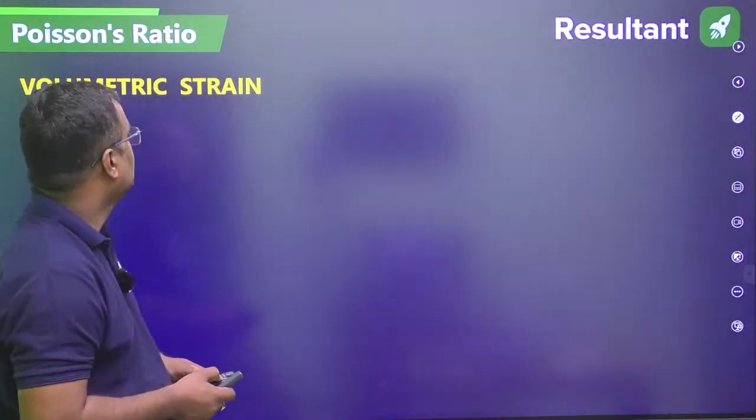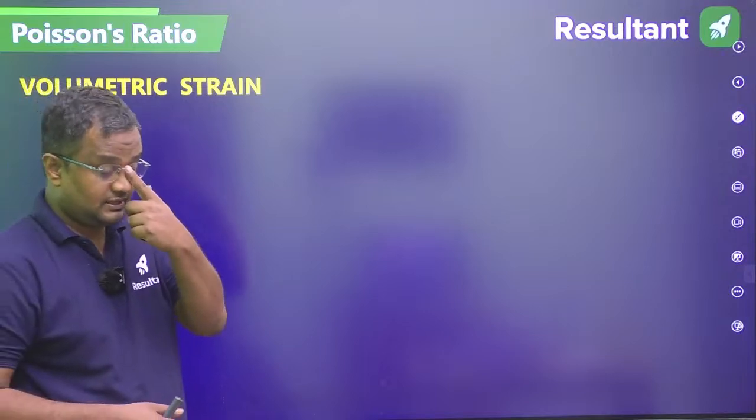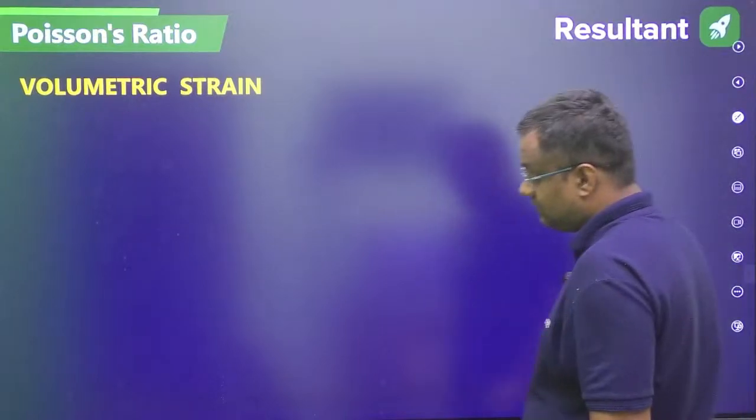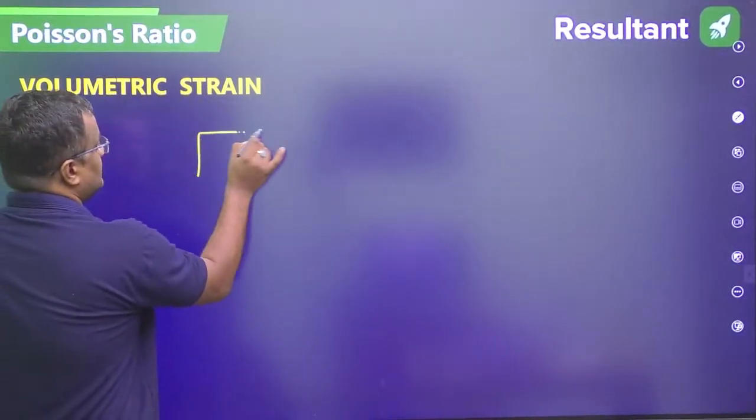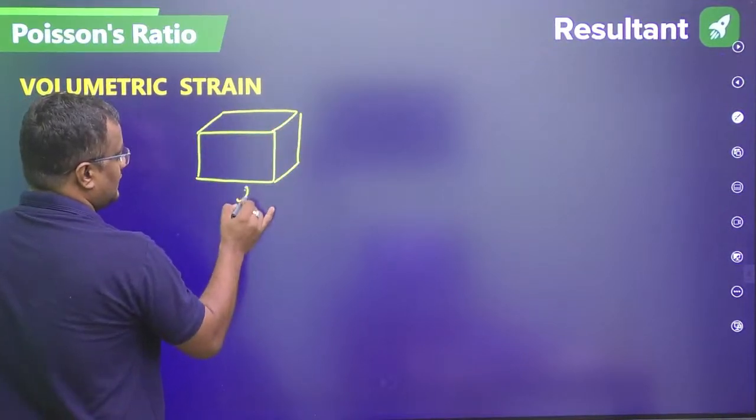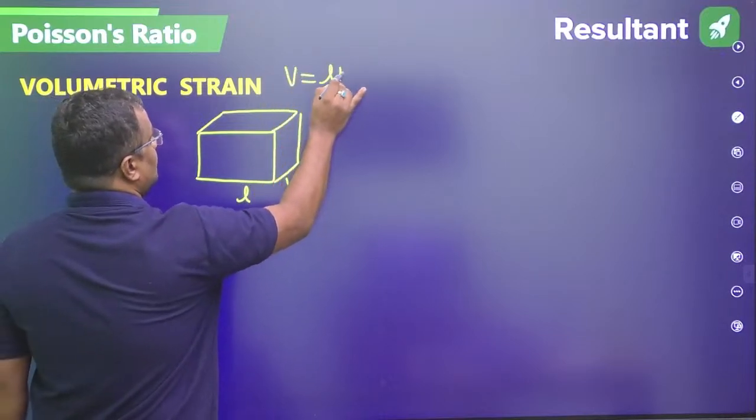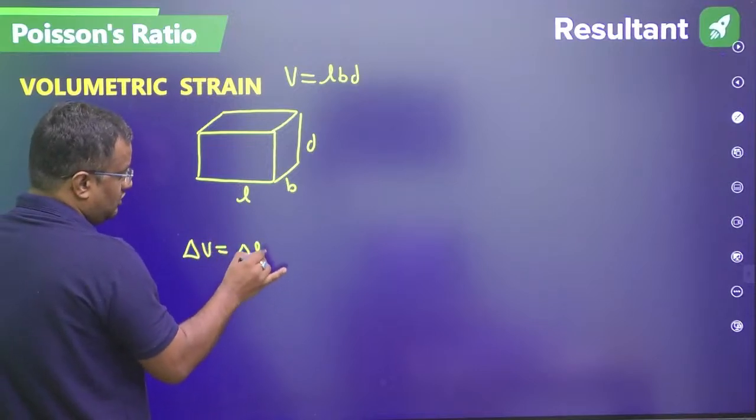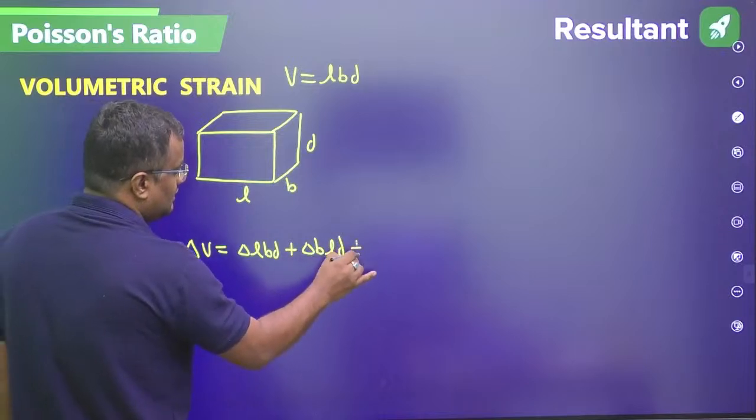Now, volumetric strain. Of course, guys, strength of material is a deformable physics. Here volume will be changed. Suppose there is a cuboid of L, B and D. What is the volume? LBD. What is the change in volume? Change in volume is written as delta L B D, delta B L D, delta D L B.